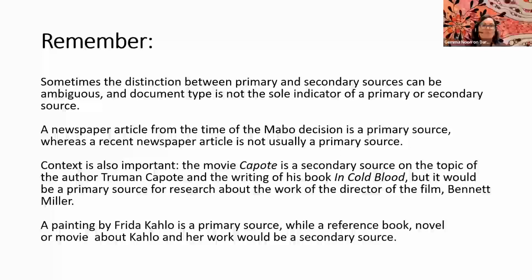and the question that you're actually trying to answer when you're looking at them. So if we, for example, are looking up information about the Mabo decision and we find a newspaper article from the time that that decision was reached in the High Court, or if we're looking at court documents from the time, they would be examples of a primary source, whereas a recent newspaper article talking about that, say, for example, from the present day on the anniversary of the Mabo decision, that is not usually a primary source.